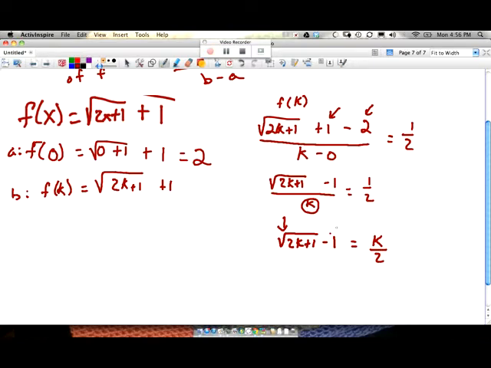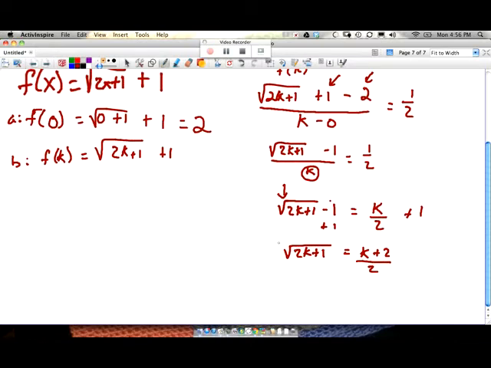and what would we get there then? So we move the 1 over, I'm going to add 1, add 1. That would give me the square root of 2k plus 1. Now I'm going to make this almost like a fraction, just to keep it a little bit easier here. So that's going to be k plus 2 all over 2. Now at this point, I can do some squaring, and let's do that. So I'm going to square both sides.